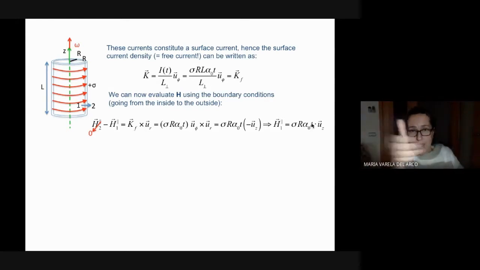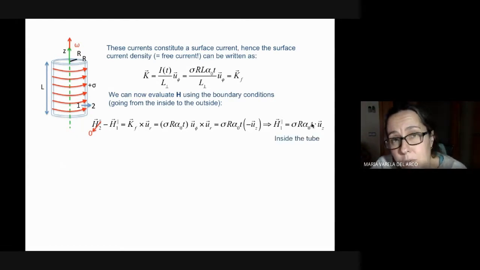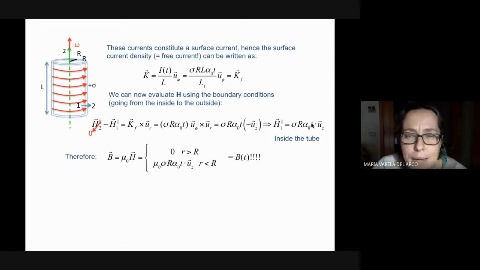The currents go counterclockwise. So with the right hand rule, well, the field has to go vertical. Surprise, surprise. Okay? So that is the magnetic field inside the tube, and if you do it using the comparison to a solenoid, you should arrive at the same result. Anyway, therefore, the magnetic field B, since the inside of the cylinder is empty, will be just mu naught H, and therefore this is the magnetic field inside the cylinder, mu naught sigma R alpha naught T times UZ, and 0 outside.